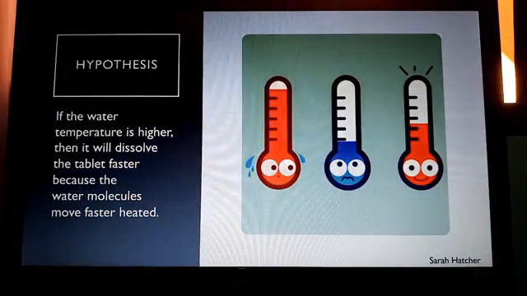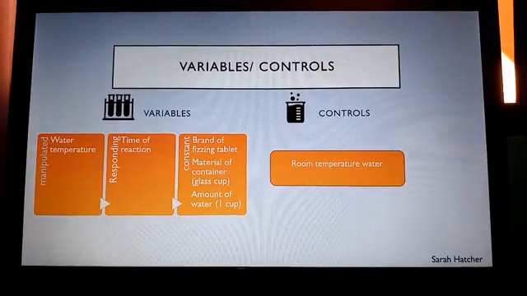The hypothesis is if the water temperature is higher, then it will dissolve the tablet faster because the water molecules move faster when heated.